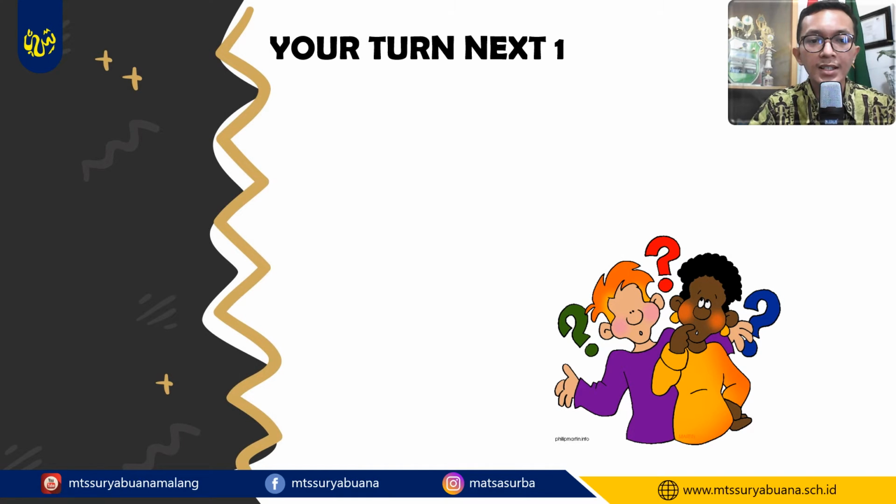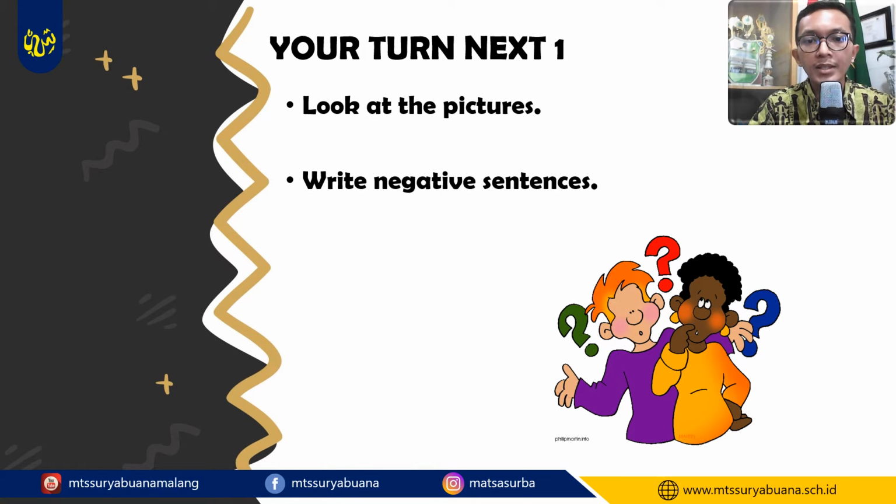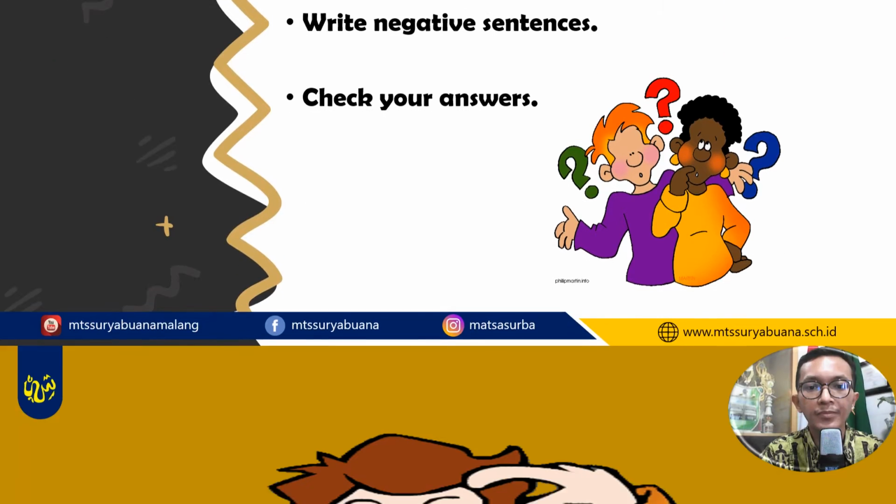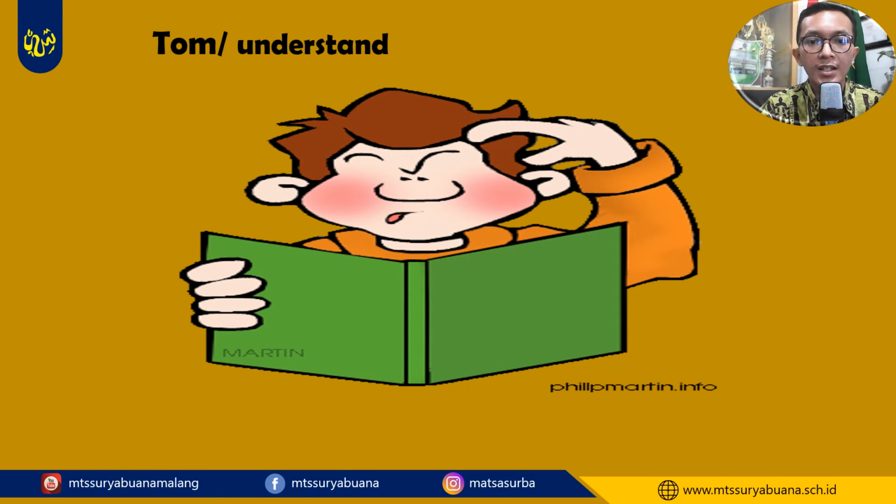This is the exercise for you. Let's do it together. Look at the pictures, write the negative sentences, and then check your answers. Okay, let's do it together, students. Please have a look at the pictures. Here the subject is Tom and the verb is understand. Tom didn't understand. This is the negative sentence. Tom didn't understand.